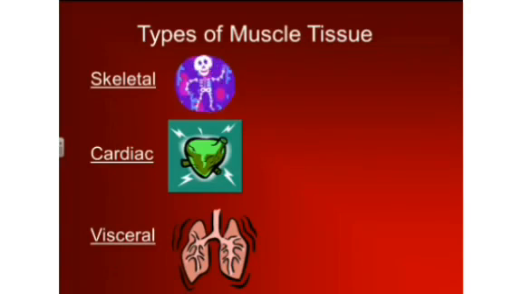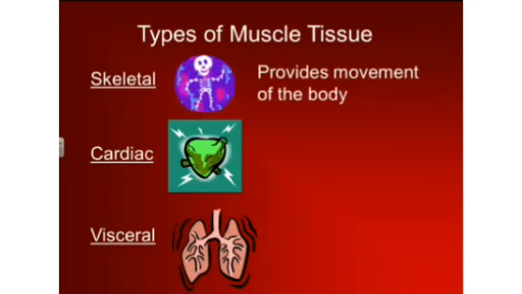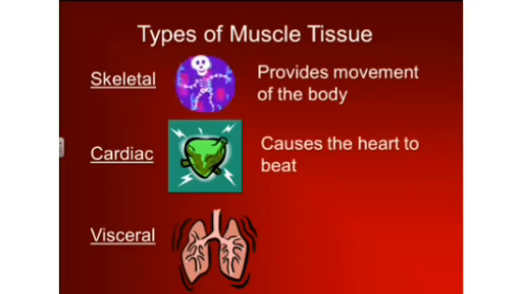So, types of muscle tissue. First is skeletal. Just like the word suffix -al means pertaining to, skeletal refers to all of our skeleton. So it provides movement of the body. Next is cardiac. This medical term refers to the heart, so it causes the heart to beat. Your heart is a muscle, and your cardiac muscle causes that heart to beat.